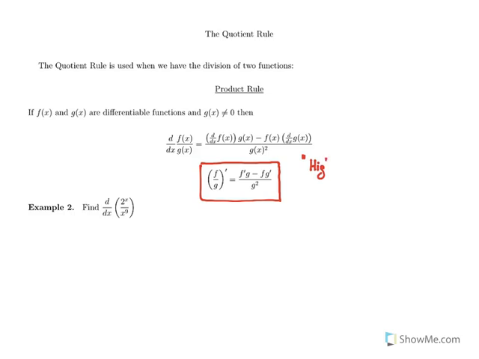high d low minus low d high, and that is backwards, sorry. Let's do that again, sorry.